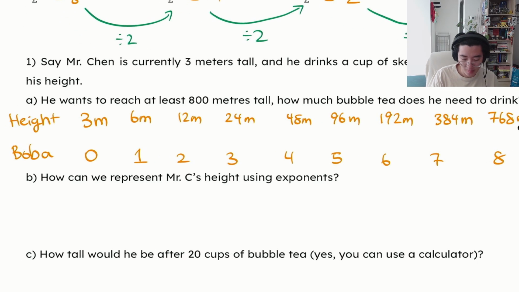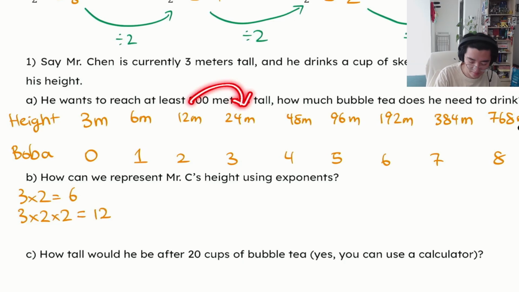So at the beginning, we start with 3. And then, actually, we don't have to write this down right now. To go from 3 to 6 meters, after our first cup of bubble tea, we just double our height, to get to 6. And to go to 12 meters, we multiply 2 by 6 again. So you can think of it as 3 times 2 times 2. And then we double again from here. So 3 times 2 times 2 times 2.